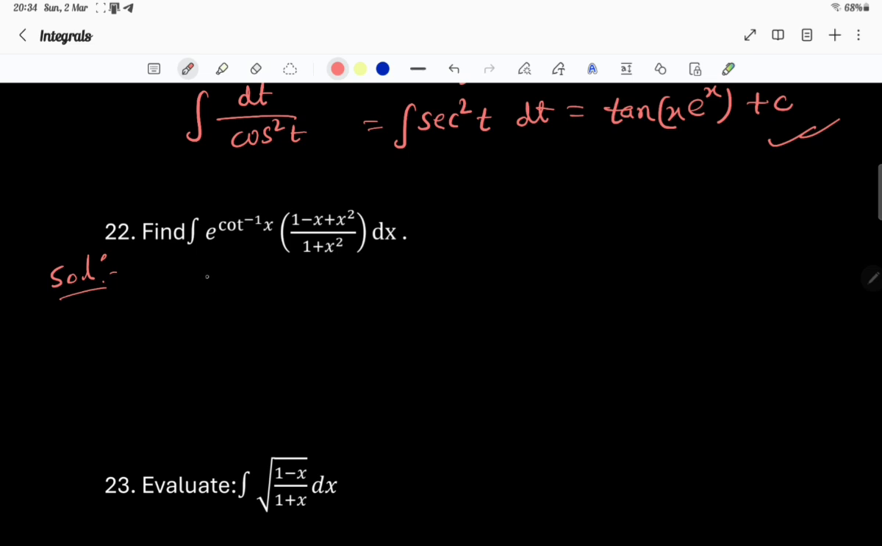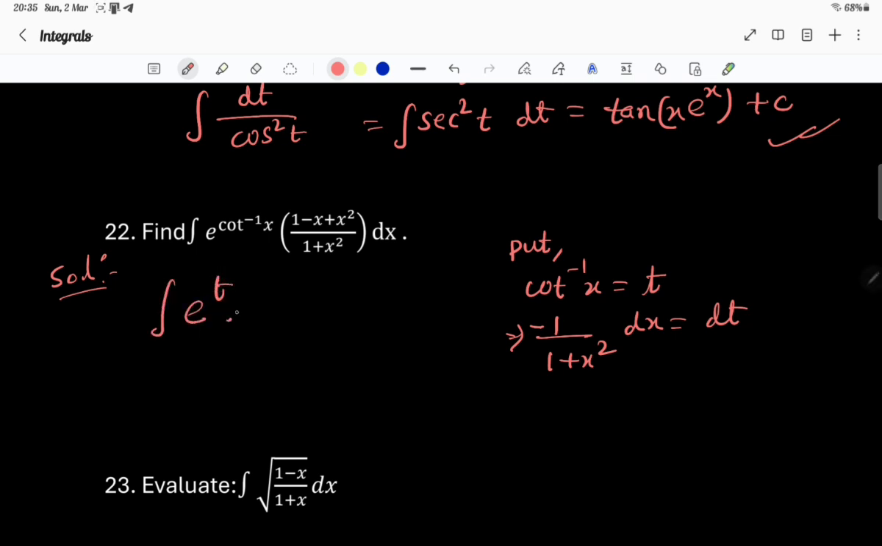Question number 22 is coming, integration e to the power cot inverse x into this. What you will take? Put cot inverse x equals to t. Okay, you will get 1 by 1 plus x square with minus sign dx is equals to dt. If you do derivative, you know tan inverse x derivative is 1 by 1 plus x square. Cot inverse x derivative is minus 1 by 1 plus x square. Okay, so in that case what will come?